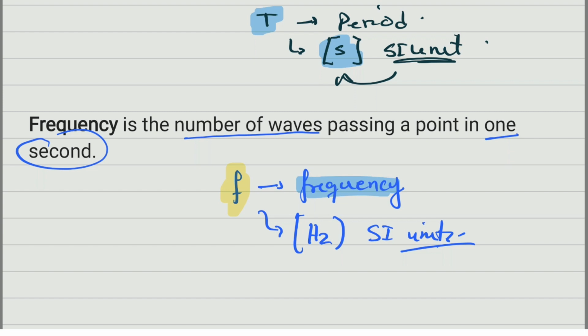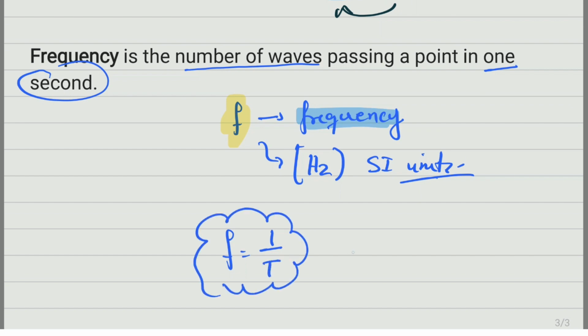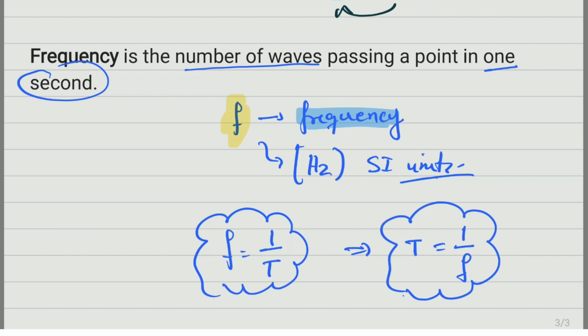Now, frequency is going to be equal to the inverse of the period. This is the formula for frequency, and from here we can see that period is going to be equal to 1 divided by frequency. It's quite simple, guys. It's a very simple formula, but a very important formula you're going to be using all the time. So you're going to do a lot of calculations where you have to use this simple little formula.